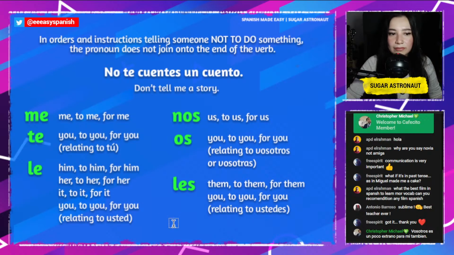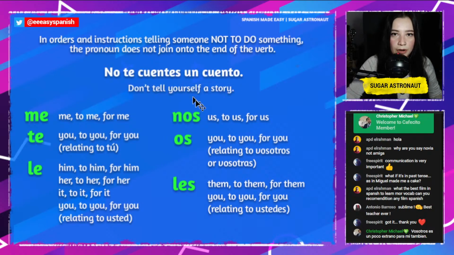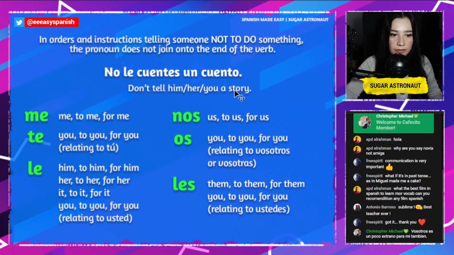No te cuentes un cuento. Technically correct. You're pretty much saying don't tell yourself a story in this situation, of course, because we are conjugating the verb for the personal pronoun tú, okay? Tú cuentes un cuento. So that's why you're pretty much telling a story to yourself. Okay, no te cuentes un cuento. Don't tell yourself a story. The next one, no le cuentes un cuento. Don't tell him, her, you a story. Same thing.